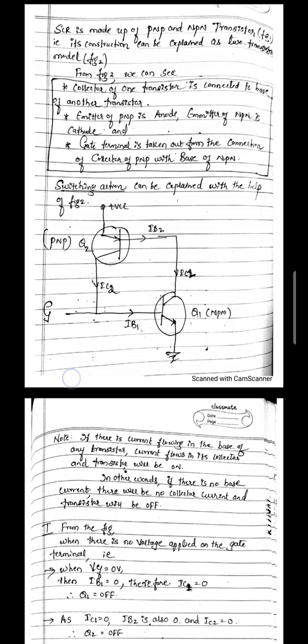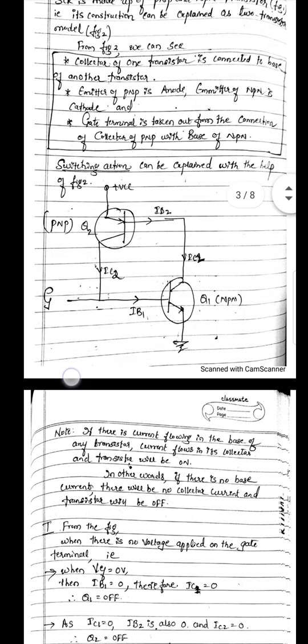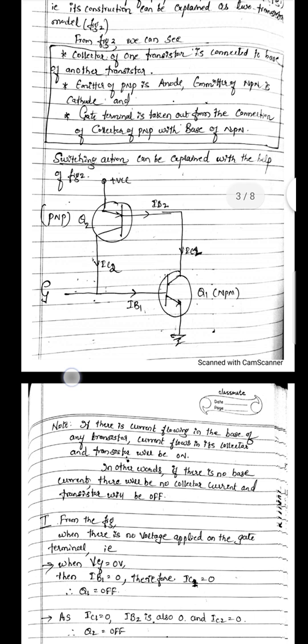From this whole explanation, what we have understood is, without the voltage on the gate terminal of the SCR, there will be no current flowing in the SCR, though the SCR is forward biased. The SCR is forward biased because the anode is connected to VCC and the cathode is connected to ground. Still there will be no current if there is no voltage applied on the gate, because at that time both the transistors will be off.